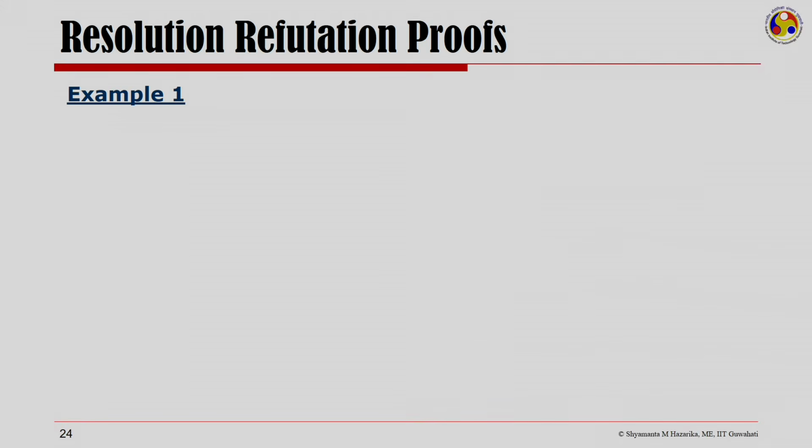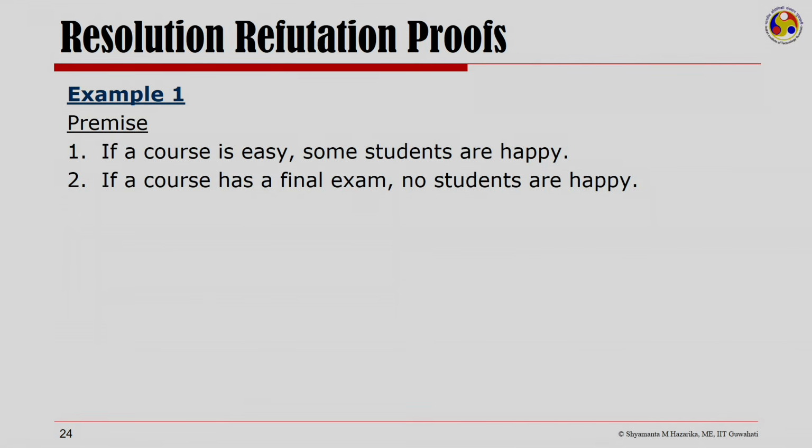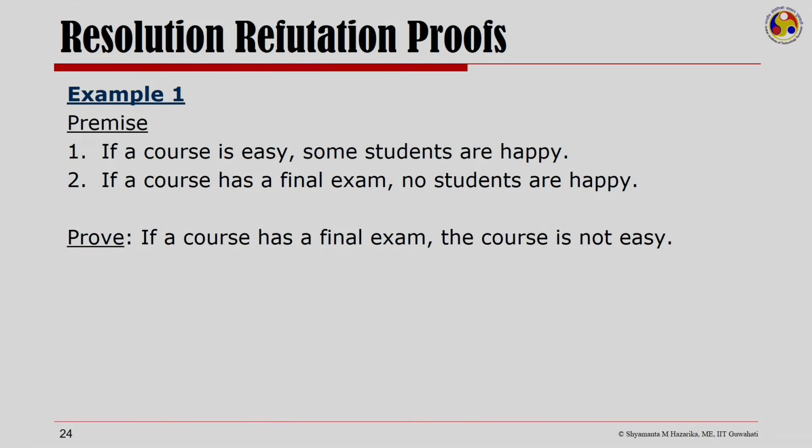Let us now take a couple of examples to understand resolution refutation proofs. So, here is our first example. Here is the premise. The first statement says if a course is easy, some students are happy. The second one states if a course has a final exam, no students are happy. The idea is to prove now that if a course has a final exam, the course is not easy.